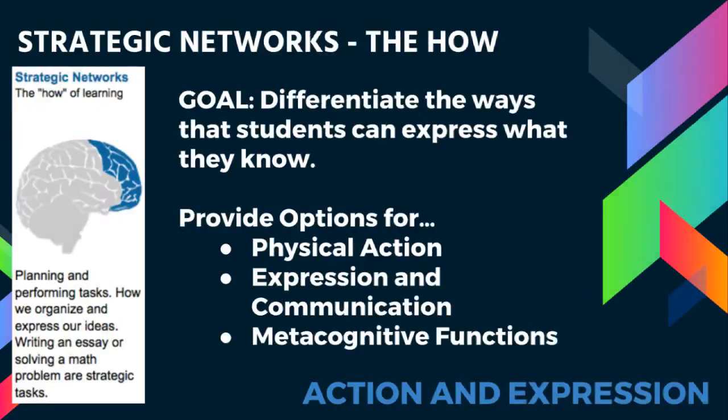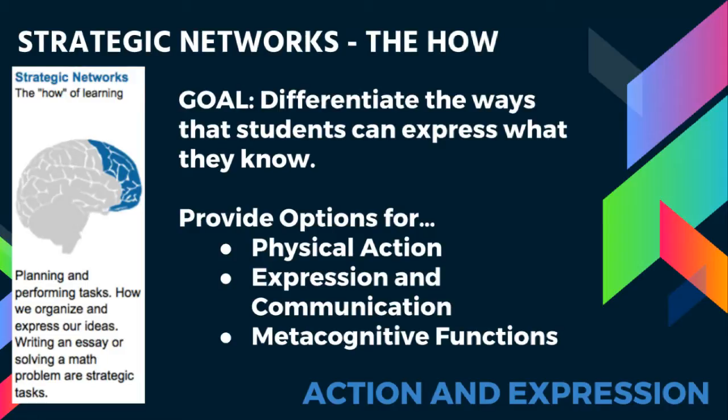Now we move into the how. The how goal, or the strategic network of the brain, is about the ways that we're looking to differentiate how students can express what they know. So we're trying to provide options for physical action, expression and communication, and metacognitive functions. So we are planning and performing tasks. We want our students to actually do something with the information that they're gathering. So not just passively, but interactively understanding what's going on is really imperative to this learning process.